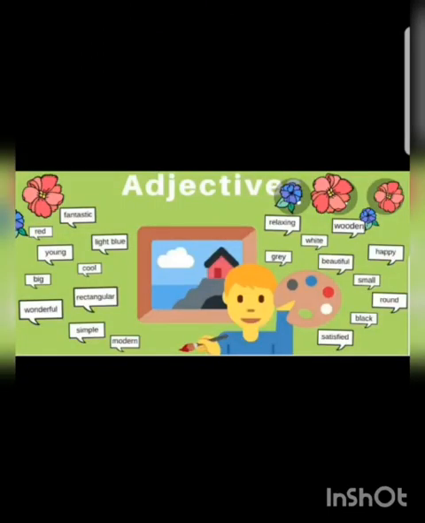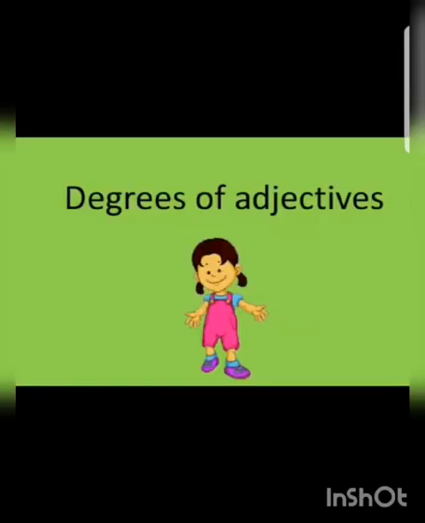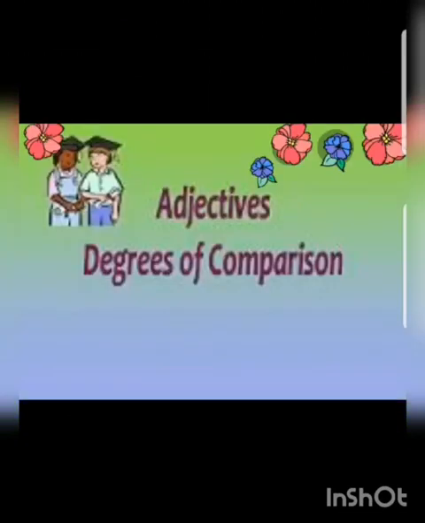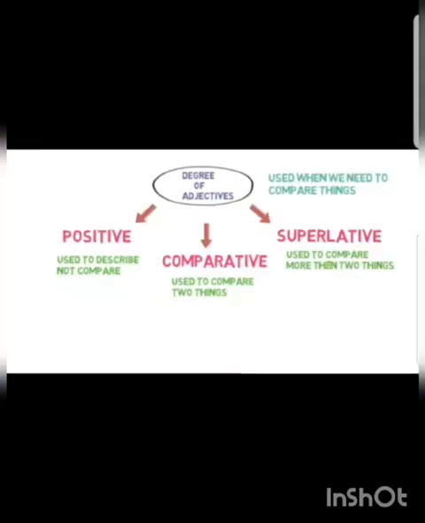Yesterday we learnt about adjectives and its types. Today we are going to learn about degrees of adjectives. Degrees of adjectives are also called degrees of comparison. There are three degrees of adjectives or comparison: positive degree, comparative degree, and superlative degree.